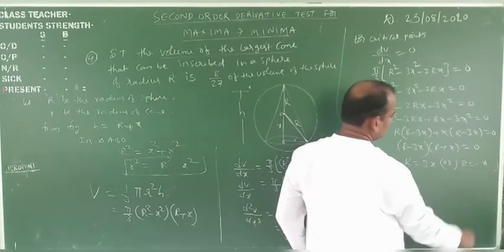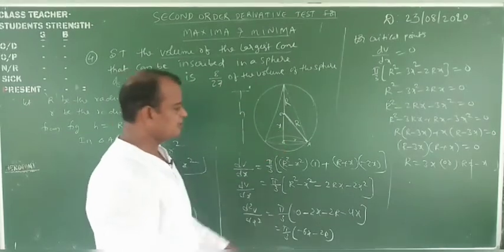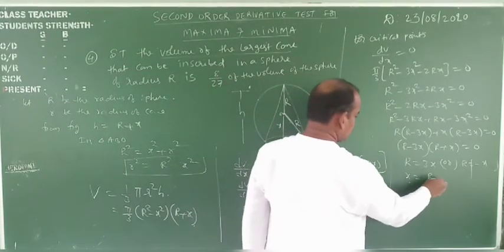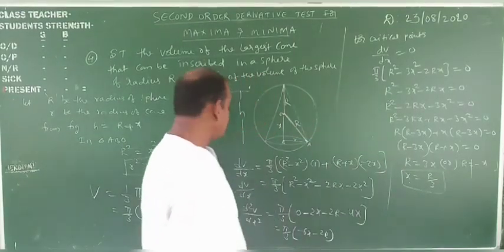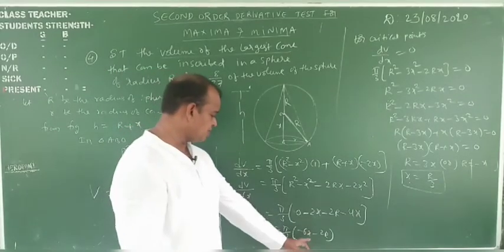Possible or not? No, it is not possible. r is equal to minus x, this radius equal to minus x, is not possible. Now r is equal to 3x. Therefore x is equal to how much here? x value is equal to r by 3. Substitute here, x is equal to r by 3.